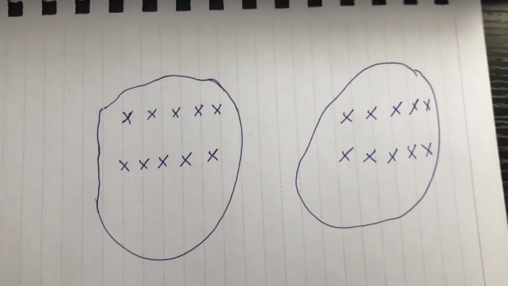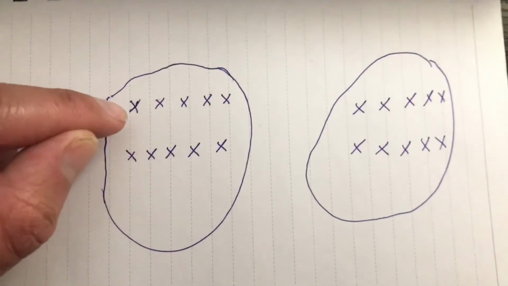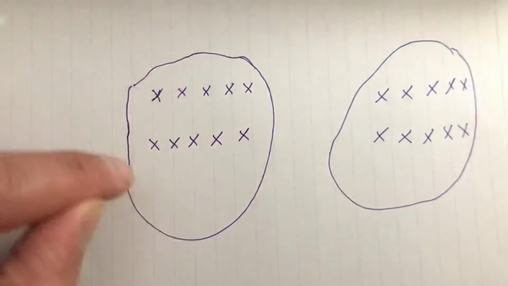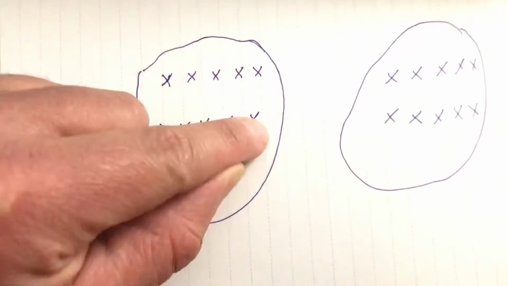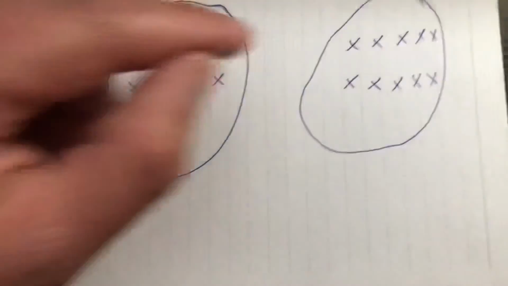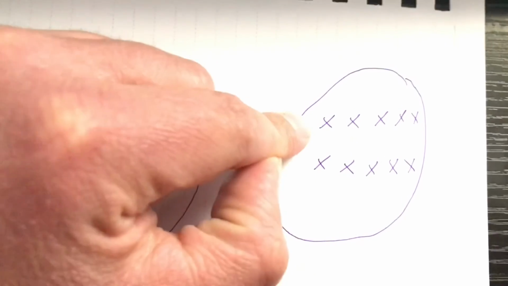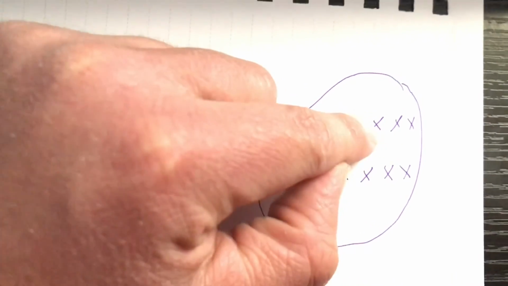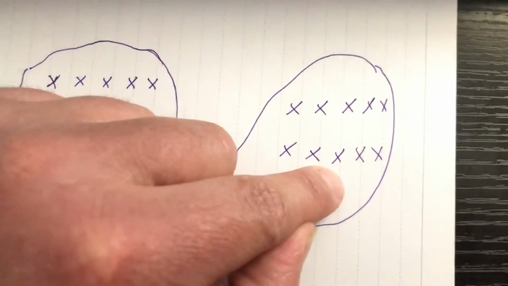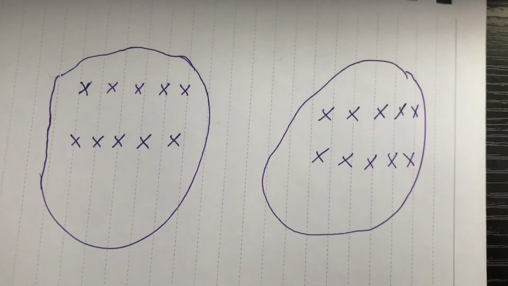And then the long way to do that would be to count every single x. 1, 2, 3, 4, 5, 6, 7, 8, 9, 10. Alright, we're done counting the first group. We have 10 x's so far. Second group now. 11, 12, 13, 14, 15, 16, 17, 18, 19, 20. Alright, so we have 20 total x's.